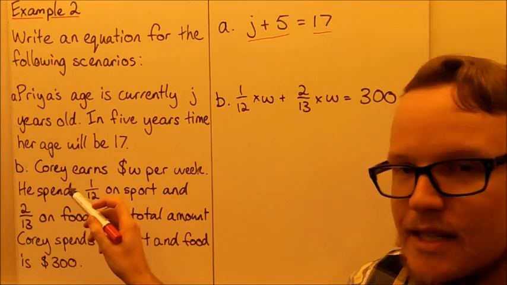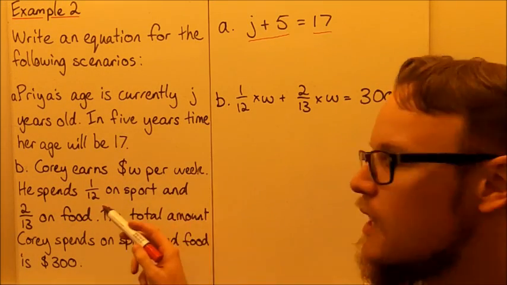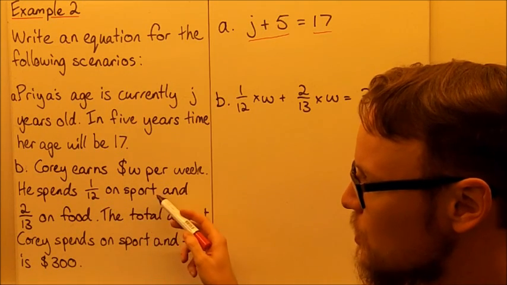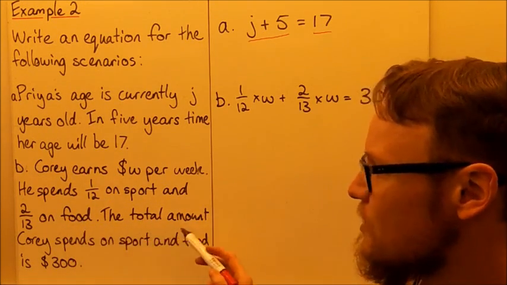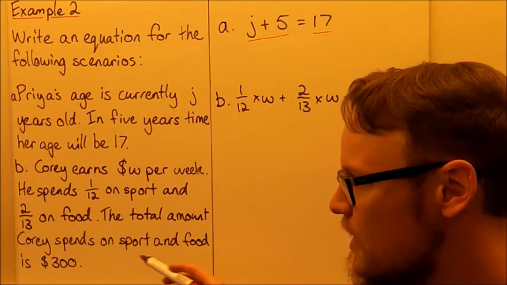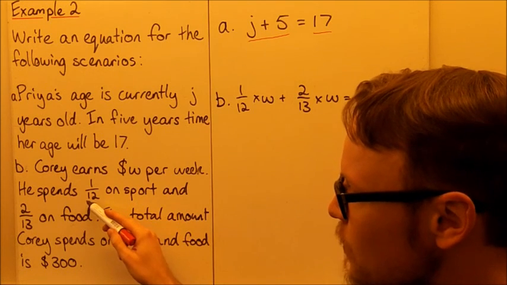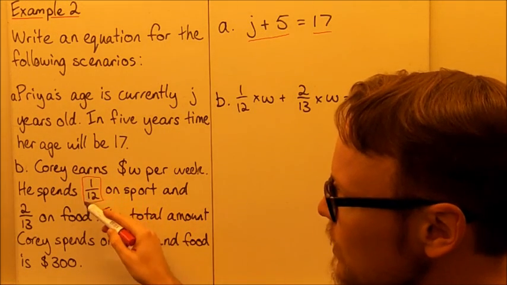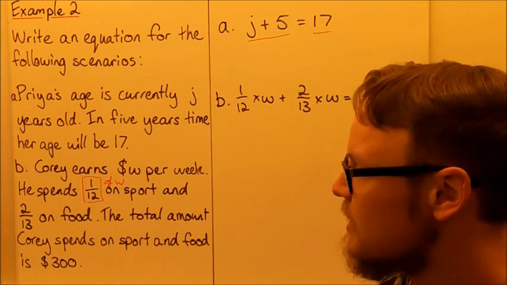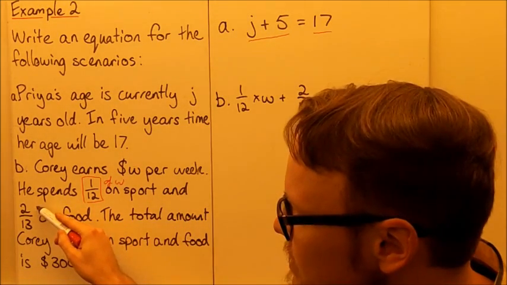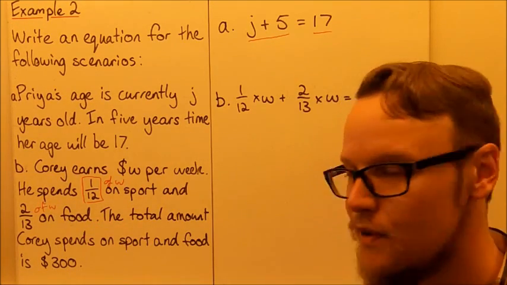A more challenging example here. Corey earns W dollars per week. He spends 1/12 on sport and 2/13 on food. The total amount Corey spends on sport and food is $300. We can look here: if we've got 1/12, that's 1/12 of the W dollars, and this here, 2/13, is 2/13 of the W dollars on food.